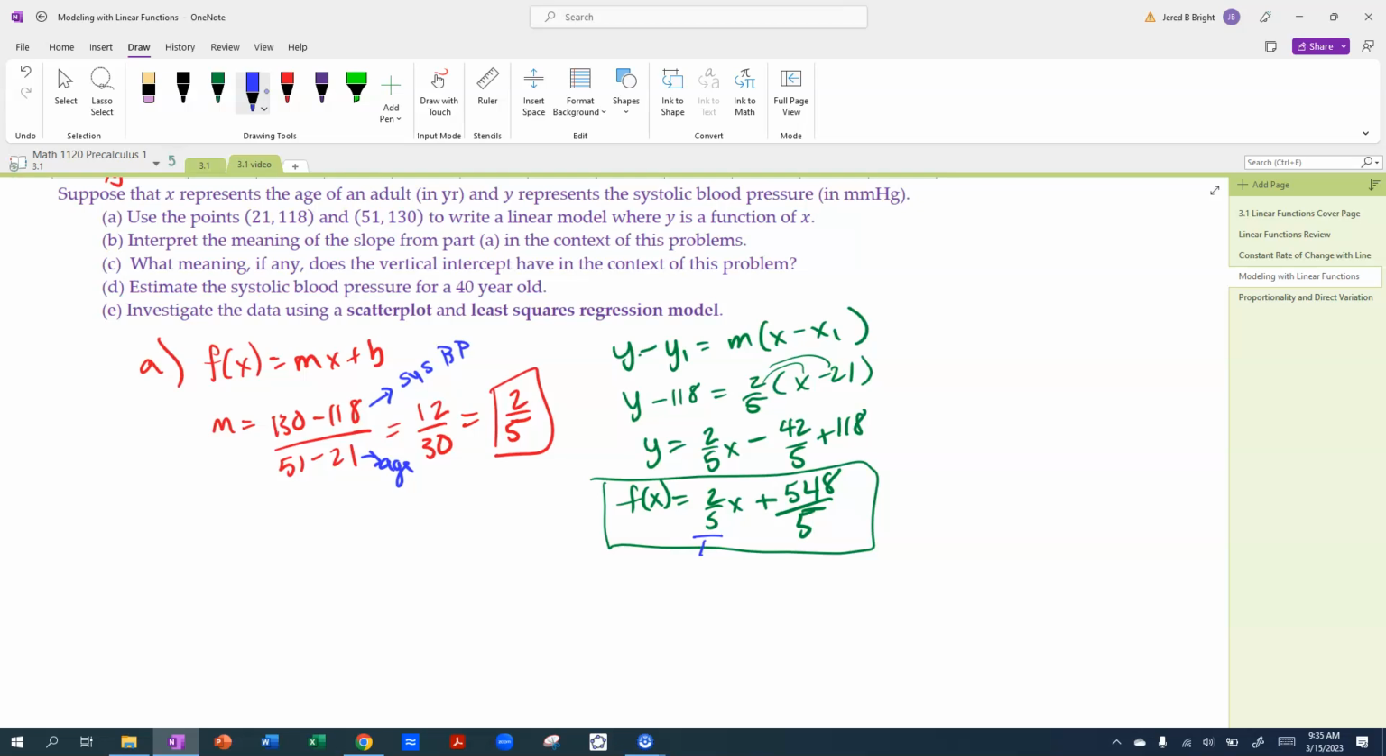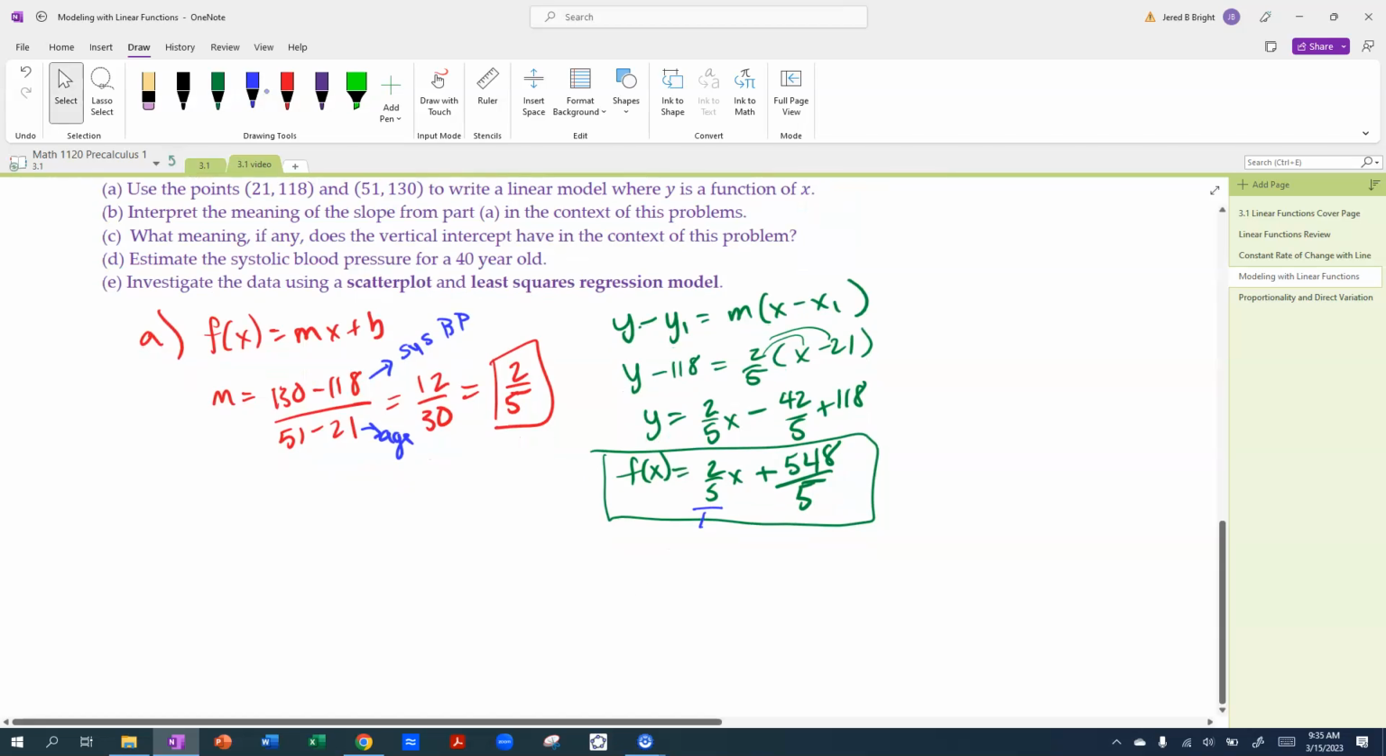What does the vertical intercept have to do with anything? So here, what does it mean? If we were 0 years old, like just born, we would expect to have a systolic blood pressure of roughly 110. It's 109.6. So that's what this would mean. If we had an age of 0, the systolic blood pressure would be 109.6. Part D, I'll let you estimate that.